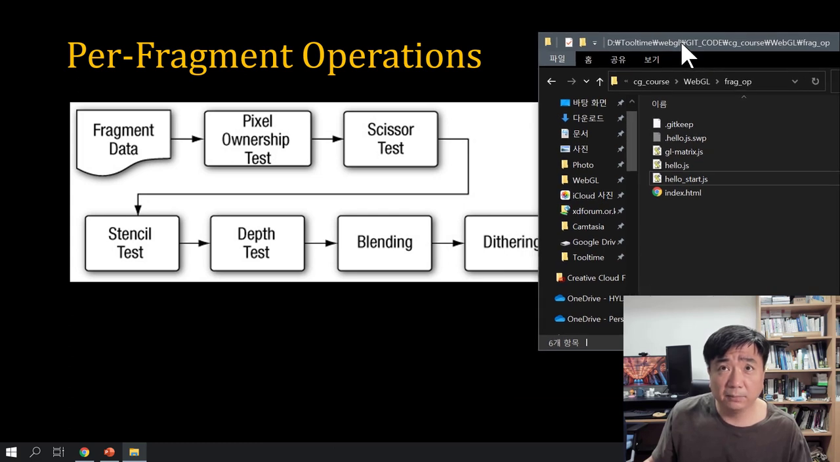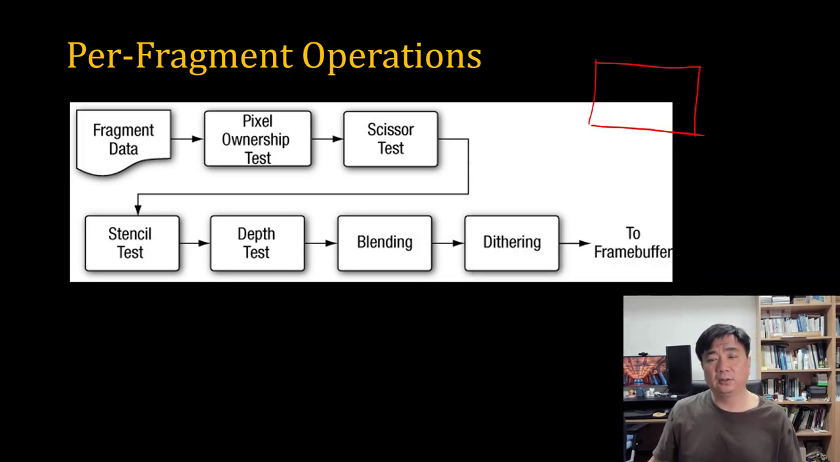Then, even though it is inside of the window, the WebGL application canvas, sometimes the pixel should not be displayed on top of this application. So that is the most common case of the requirement of the pixel ownership test.